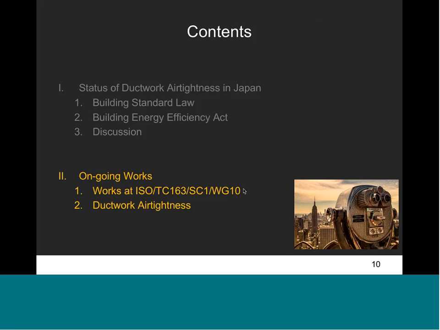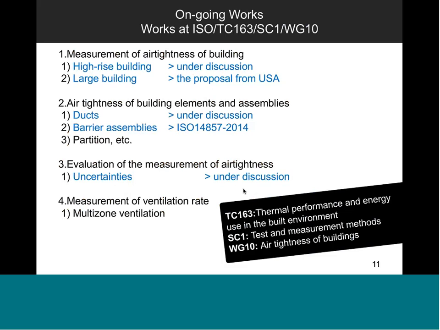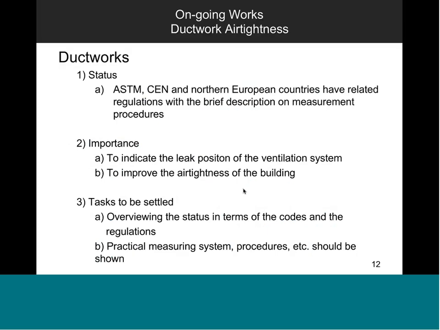I move to the last part, the ongoing work of ISO TC 163 SC1 working group 10. At the moment, four things are going on: measurement of airtightness of building, airtightness of building elements and assemblies, evaluation of the measurement of airtightness, and measurement of ventilation rate. And especially on ductwork, the work has just started, but we think the status is an important task to be settled. You can see this in this slide. Especially I would like to talk about the task to be settled, that's the third one. An overview of the status in terms of the codes and regulations, and the practical measuring system procedures and so on should be shown.